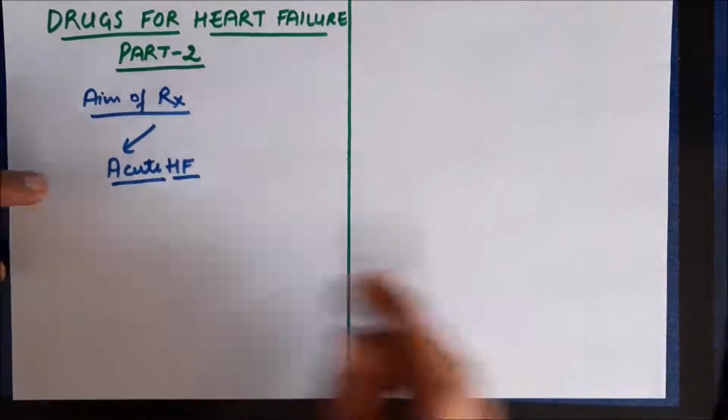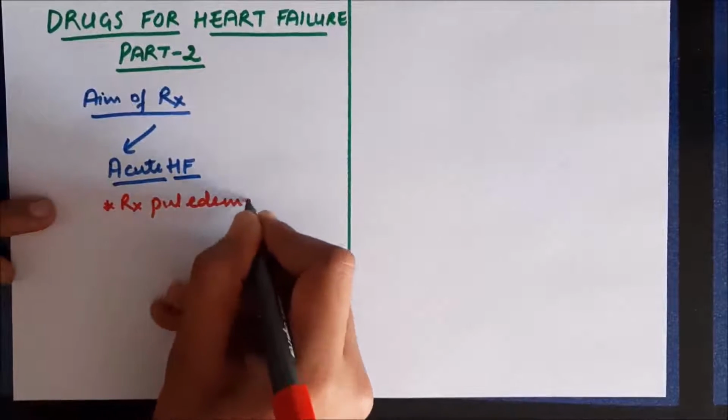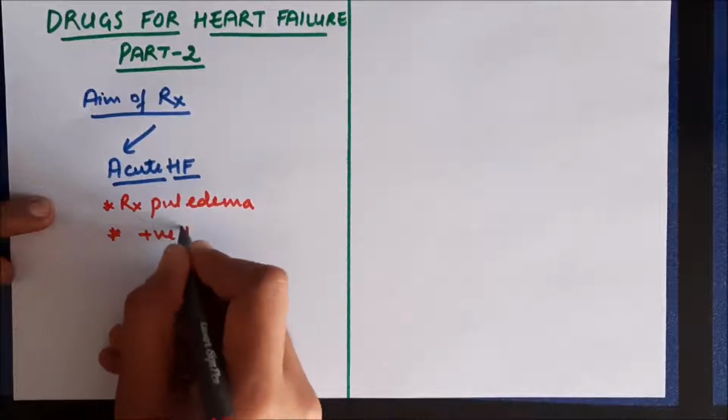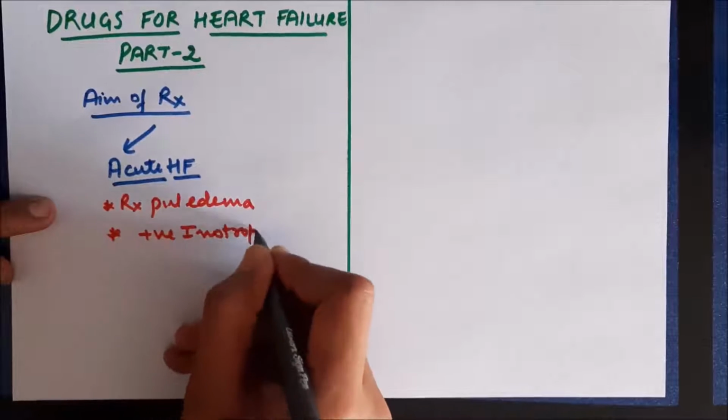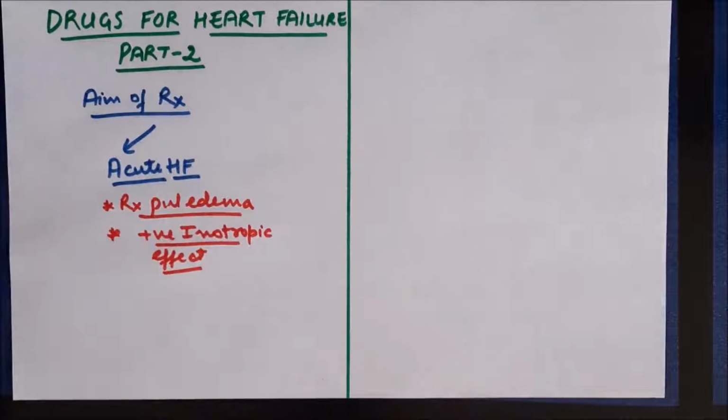The aim of treatment in acute heart failure is to treat pulmonary edema, because the main problem in acute heart failure is pulmonary edema. And since there is decreased contractility of the heart, another aim of treatment is to improve the contractility of the heart by giving positive inotropic drugs.